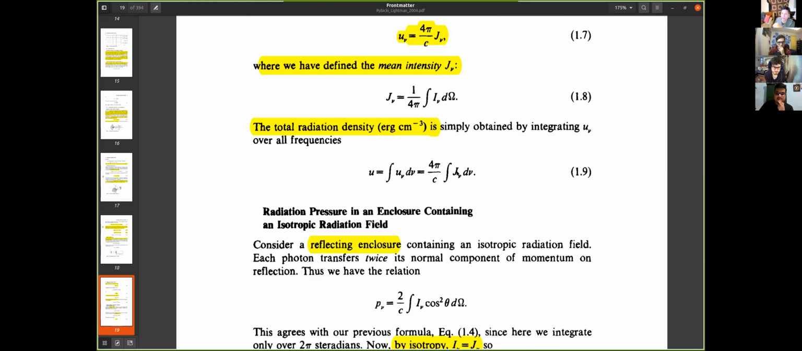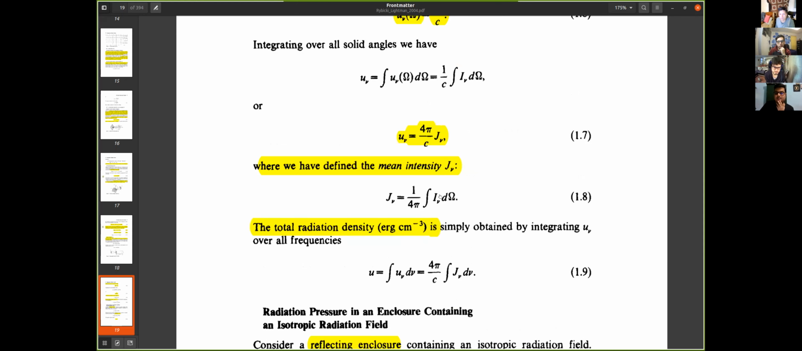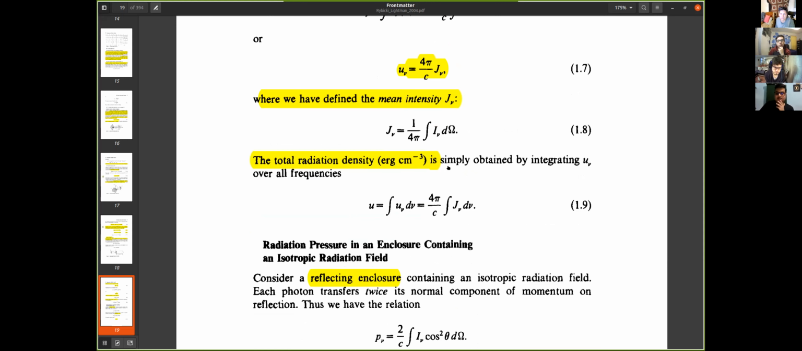And this J nu is equal to I nu when we consider an isotropic case, because then I nu will not be a function of a solid angle, or it doesn't depend on any direction. So I nu will come out, and this d omega will be integrated across all solid angles. So this 4 pi and 4 pi will get cancelled, and J nu will equal I nu. Why am I saying this? Because the author will talk about this in the subsequent section.